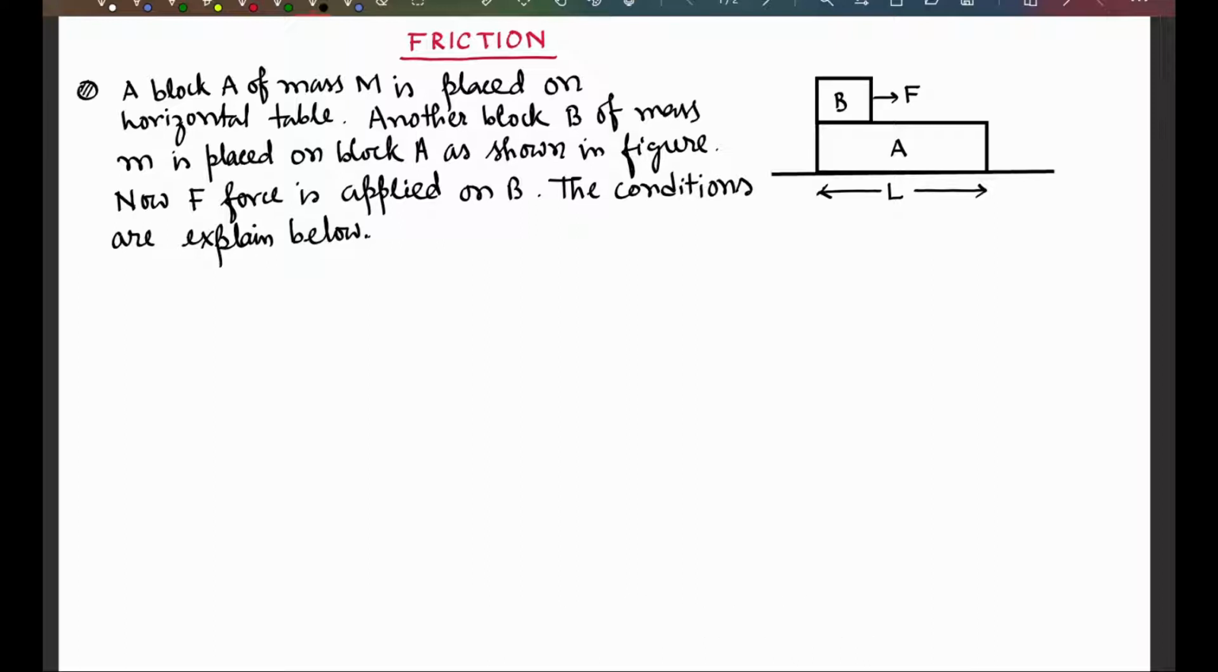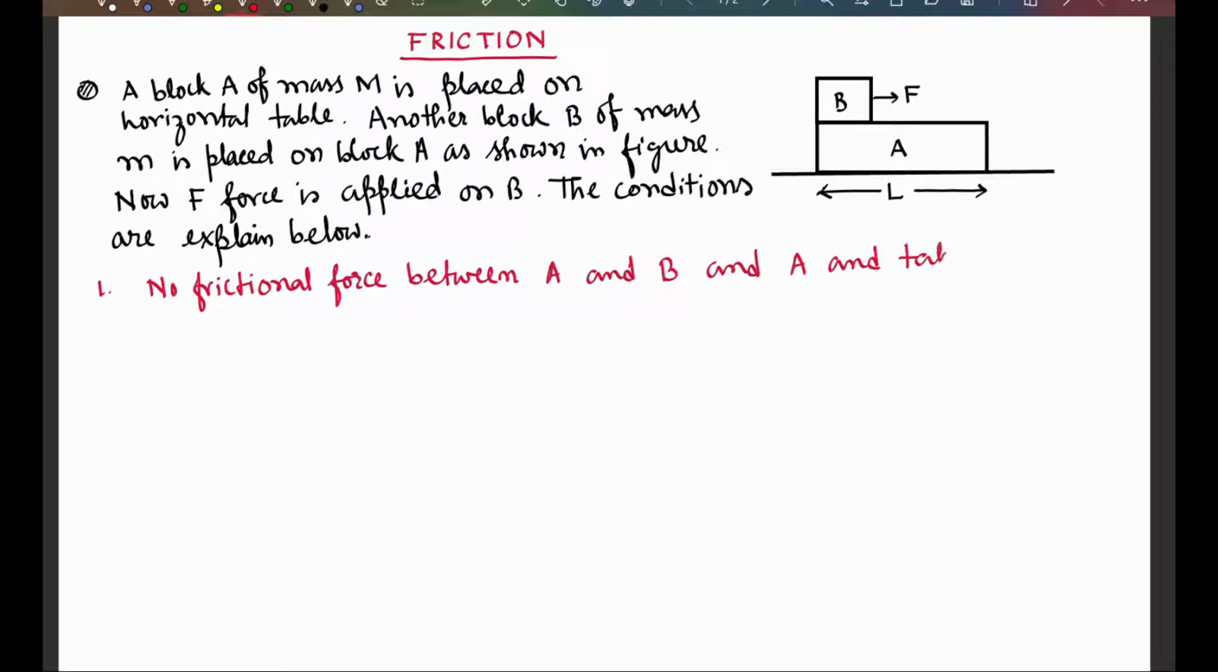First one, we are taking that there is no frictional force between A and B, and between A and the table. And we want to calculate the time taken by block B to move through the length L, that means to move through the upper surface of block A.